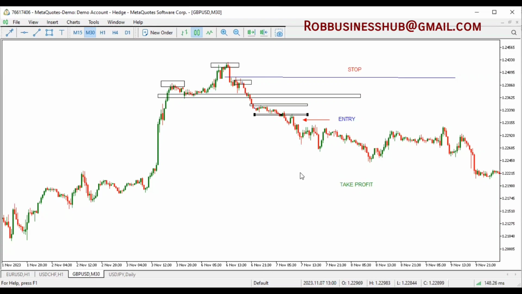Of course, at the beginning, it might not be that easy. It might not be that profitable. That is why you should start with a demo account so that you can learn from your mistakes and correct all your errors before you go into a live account. I've traded this pattern for a long time, and I can tell you the truth, it's highly profitable.